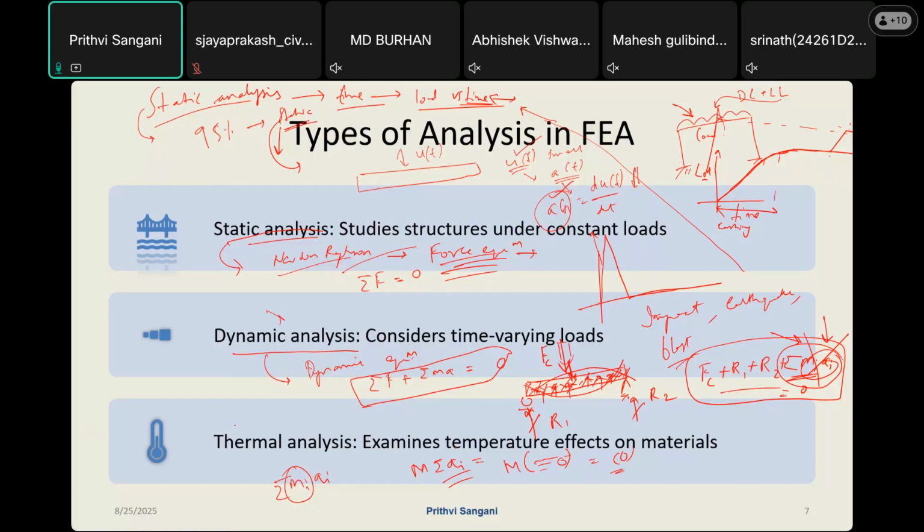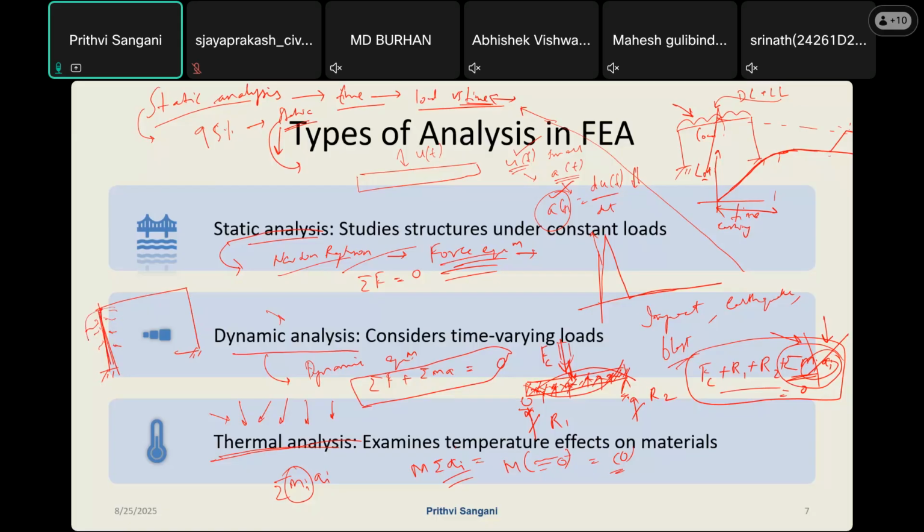Then we also have thermal analysis. I think JP sir has a very good idea about thermal analysis. He does a lot of thermal simulations in his research. In thermal analysis, let us say in a fire scenario, you have a building and the building caught fire here. What happens is that this member is going to fail because of fire on this structure.